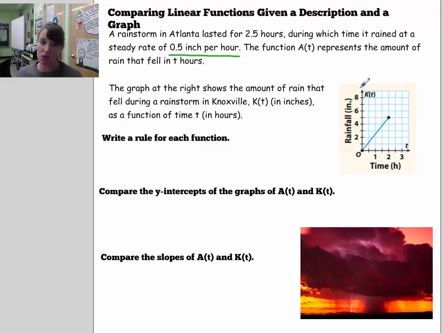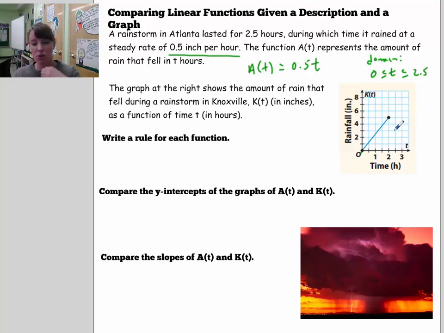Okay, so this right here is a verbal description of a function. So let's just write these functions out. A of t is equal to ½ an inch per every hour t, and it lasts for 2.5 hours. So your domain is going to be all hours between 0 and 2.5. So my domain is the time between 0 and 2.5. And here, my domain for the Knoxville rainstorm is actually going to be between 0 and 2. Notice that this graph right here is just defined between the hours of 0 and 2 hours.